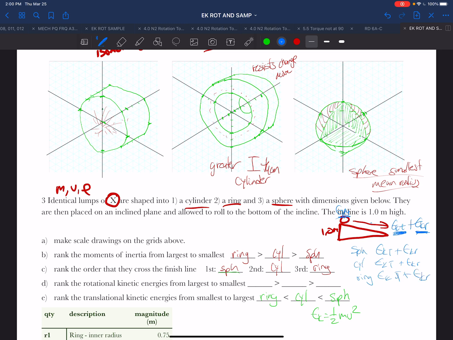Well, if the translational kinetic energy is the greatest for the sphere, it will be the least of the rotational. So it goes here, because we're arranging them from largest to smallest. So it has the least rotational, and the most is the ring. And the middle will be the cylinder. And so you could see then that if we added these vertically, in these three situations, we would have a constant for all three.